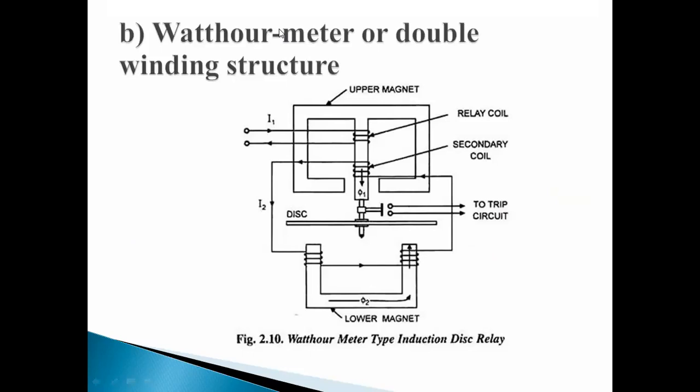And then the second type is the watt-hour meter, which is also called the double winding structure.